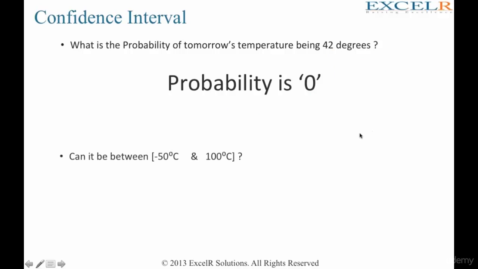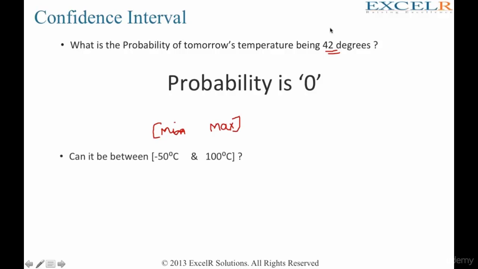And can it be minus 50 degrees Celsius to 100 degrees Celsius? So if probability associated with a single value is 0, right, then can I give you a range, that is, minimum temperature and maximum temperature? Most news channels, if not all news channels and all the newspapers, provide the weather forecast in this way: minimum value and the maximum value.